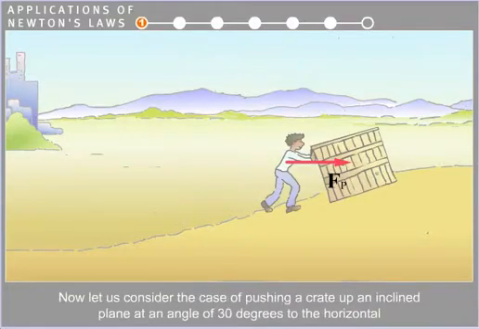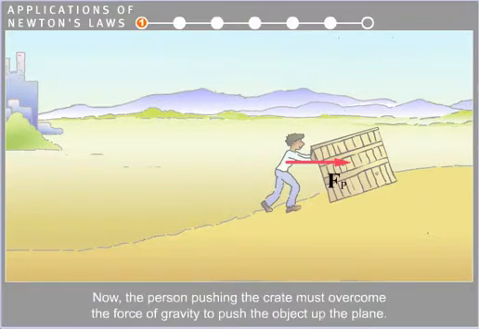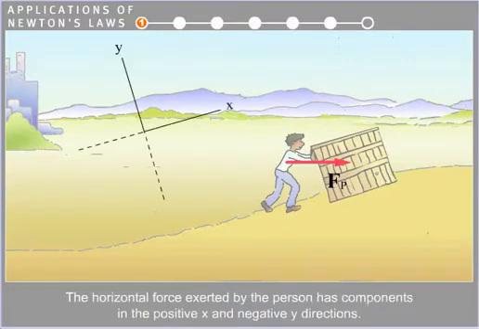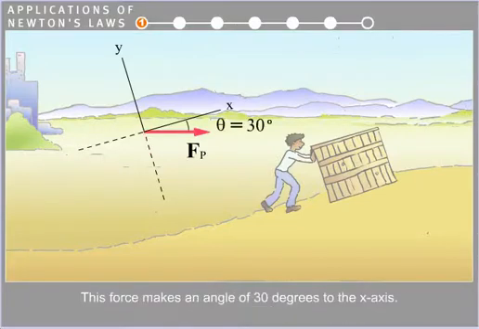Now let us consider the case of pushing a crate up an inclined plane at an angle of 30 degrees to the horizontal with a constant horizontal force of 150 newtons. Now the person pushing the crate must overcome the force of gravity to push the object up the plane. The force diagram is as follows. The horizontal force exerted by the person has components in the positive x and negative y directions. This force makes an angle of 30 degrees to the x-axis.